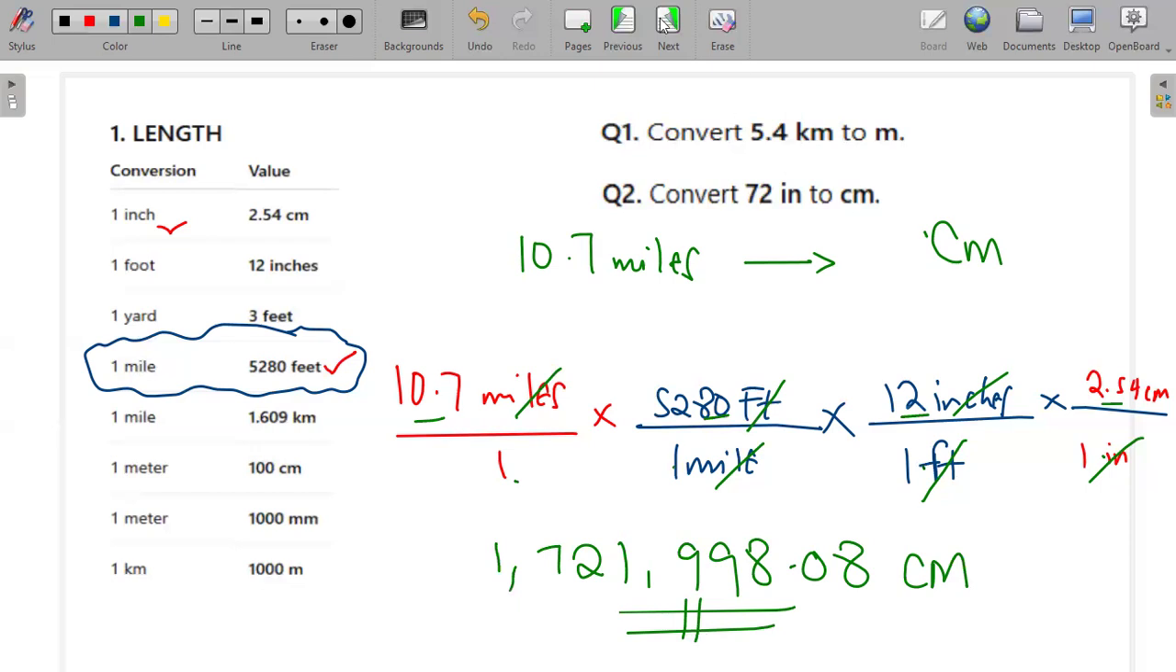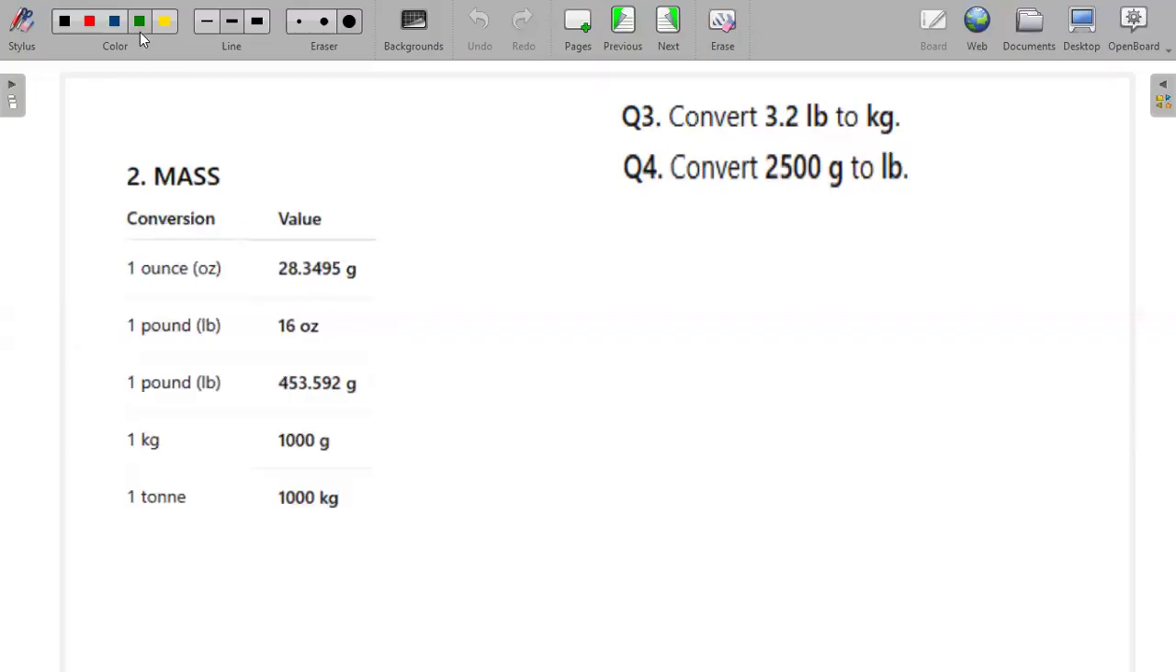All right, so let's move to talk about mass. So the conversion units for mass that you need to know.